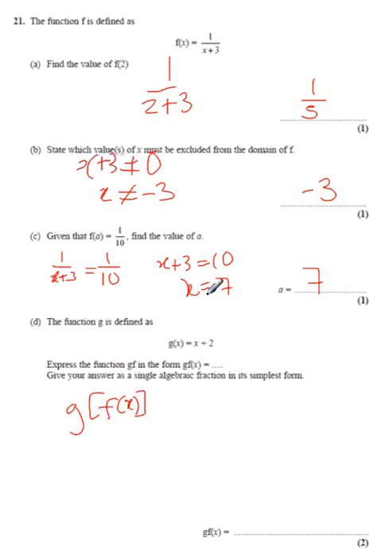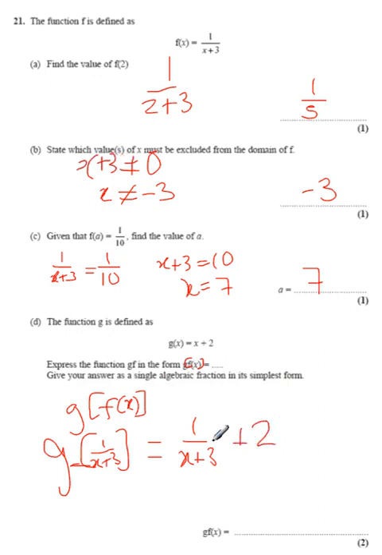f of x takes whatever you put in, does 1 over x plus 3. So we're going to have g of 1 over x plus 3. All I've done is put brackets here, by the way. And g of 1 over x plus 3, well, what does g do to whatever is in these brackets? It adds 2 to it. So g of 1 over x plus 3 will be 1 over x plus 3 plus 2.